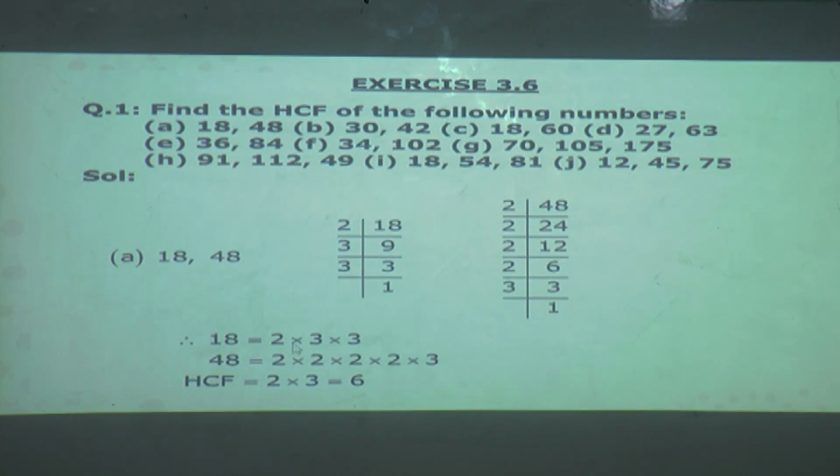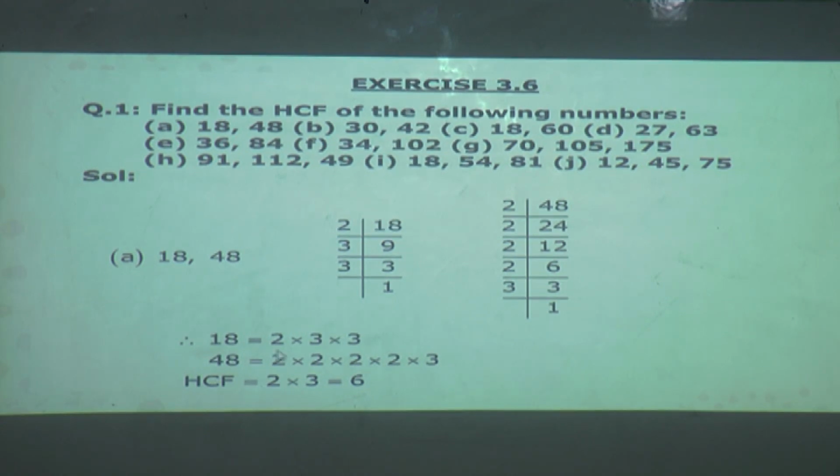So we have found the prime factors of 18 and 48. Now we are going to find the common ones. In 18 we have 2, in 48 also we have 2. So we will take only one common 2, and then we see 3. 3 we have only one common. So out of these 3s we will take only one 3, and the remaining are not common, so we leave them as they are.